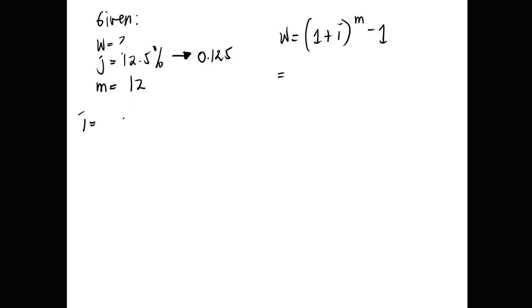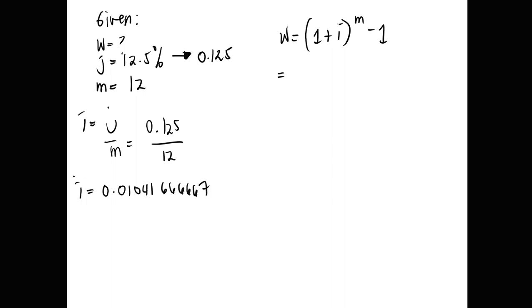Okay po? So, you have J divided by M, and that is 0.125, divide by our M, which is 12. Okay po? So, divide, final answer for our I, we have 0.01041666667. And this will be the value of our periodic interest rate, or I. Okay, hindi po tayo mag-round off. So, since may nakuha na tayong I, proceed na tayo sa solving.